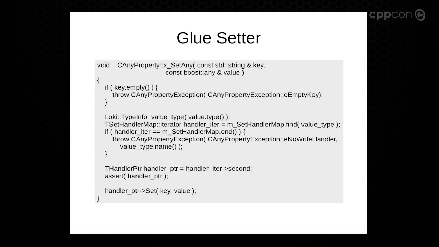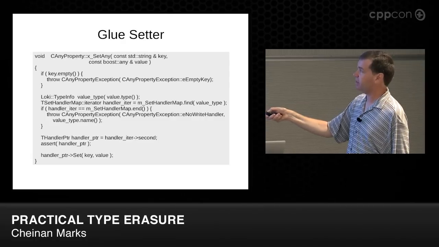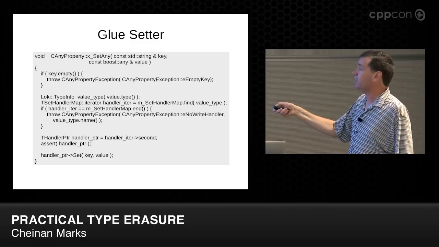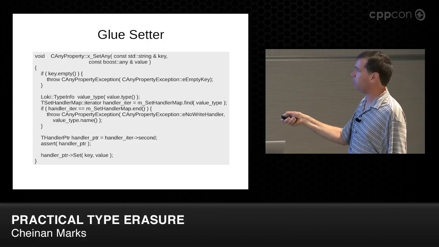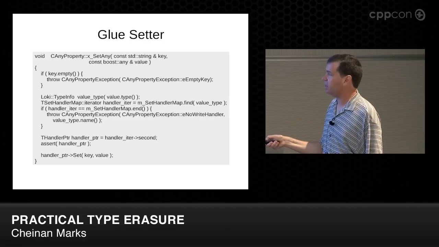So let's continue. Here is the setter. This is the private set method. It's very similar to the get, so I won't belabor it. But again, this is mostly error checking. We check that there's a key. We throw if there isn't. We get the type. We get the handler for that type. It's a map. But this time, we don't even have a vector. We just have one. So it's much simpler. If we can't handle that type, we throw an exception. We can't handle that type. And then we get the type. And we call set on it on the back end.